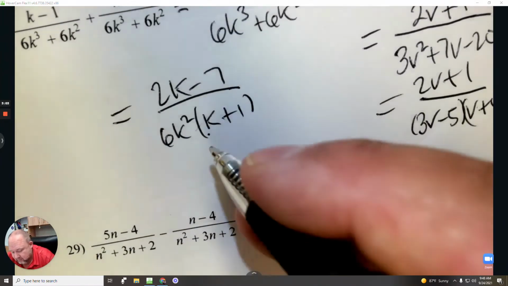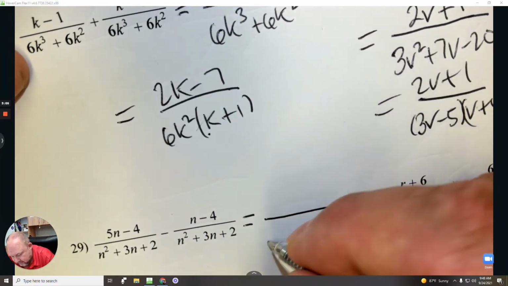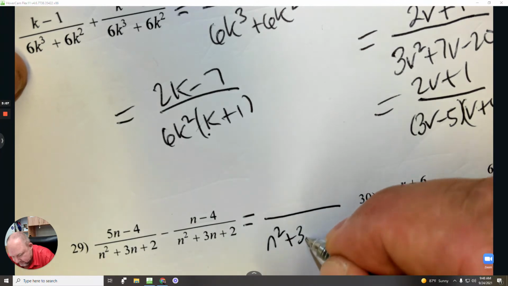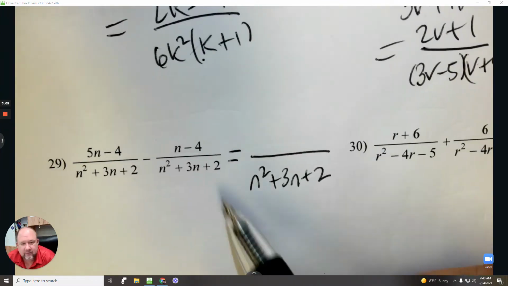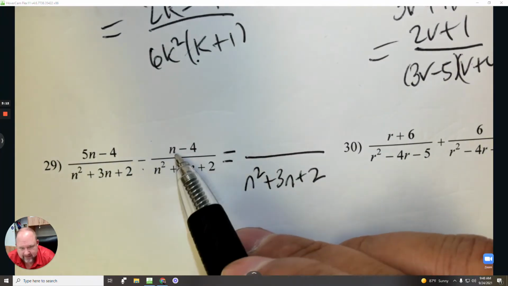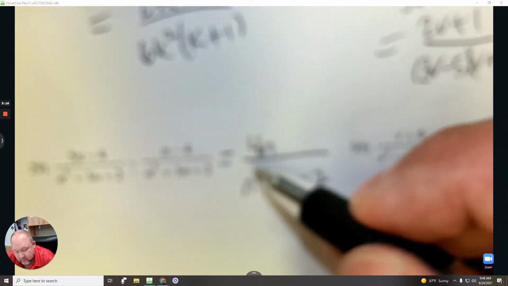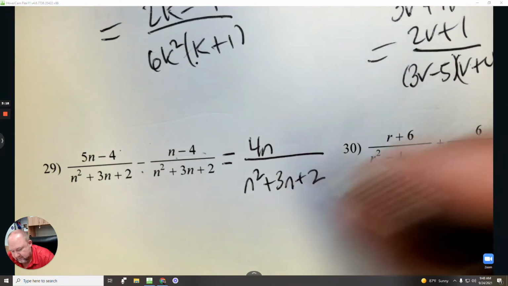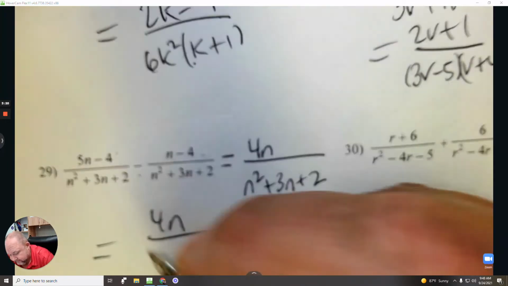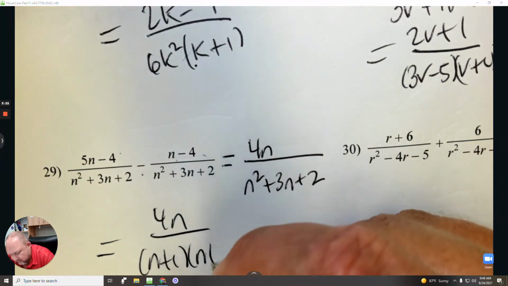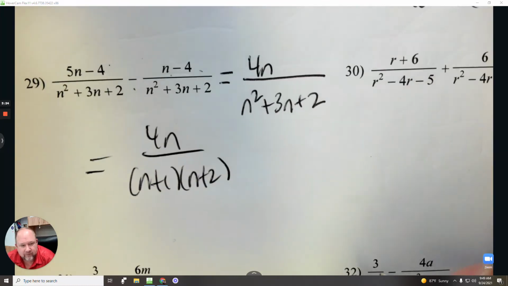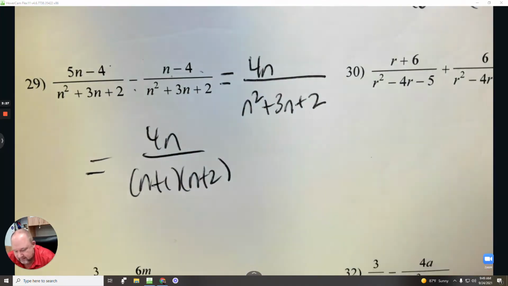Number 29, we have common denominators. So we write the common denominator down. And then we subtract. So 5n subtract n is 4n. And negative 4 subtract negative 4 is 0. And then I look at the denominator and I factor it. So that's positive 1 and positive 2. And nothing eliminates and it's done.